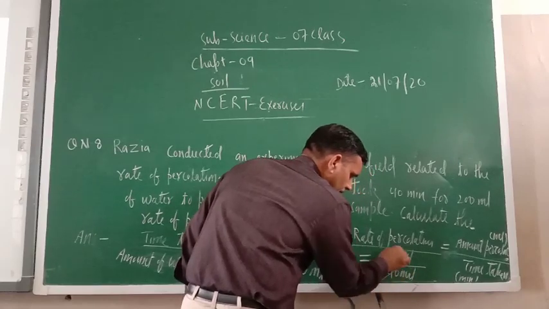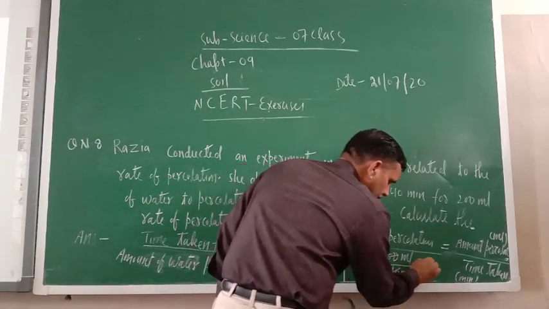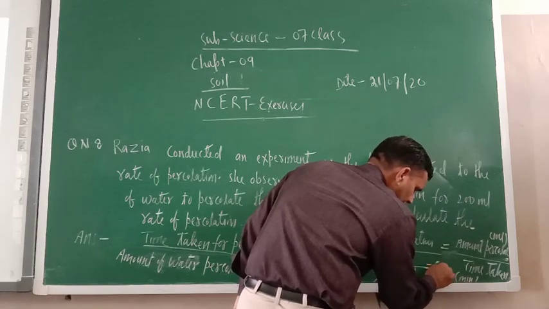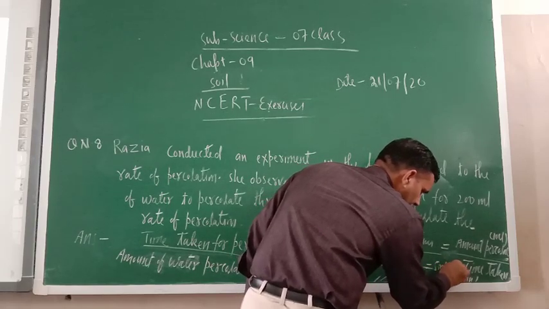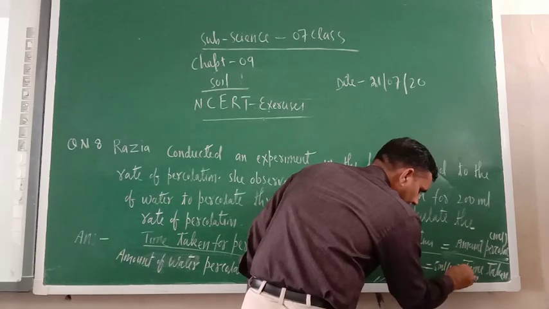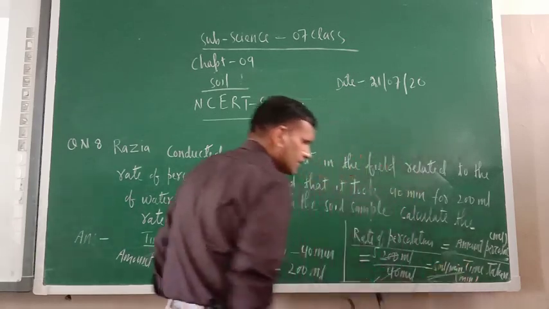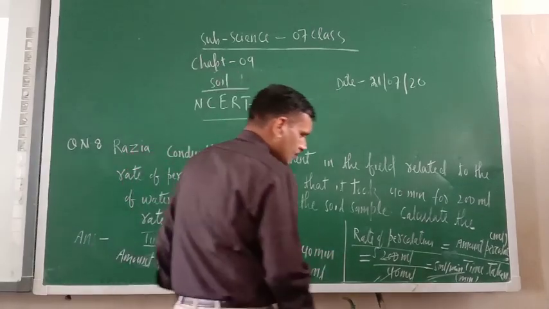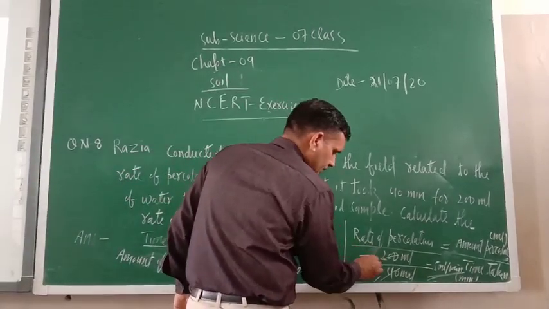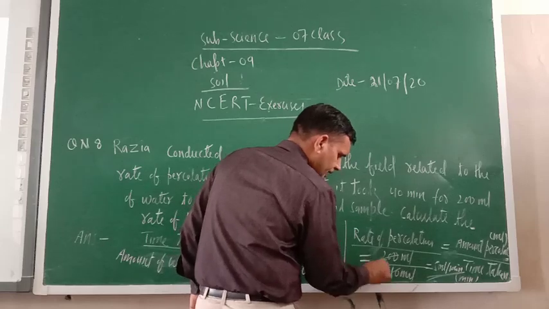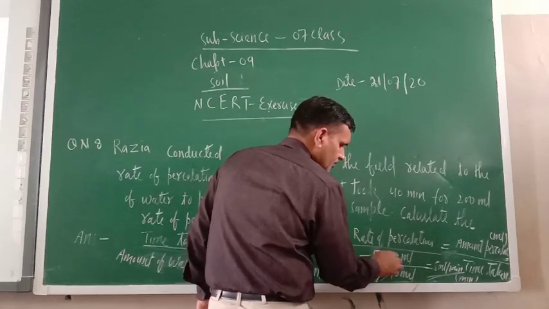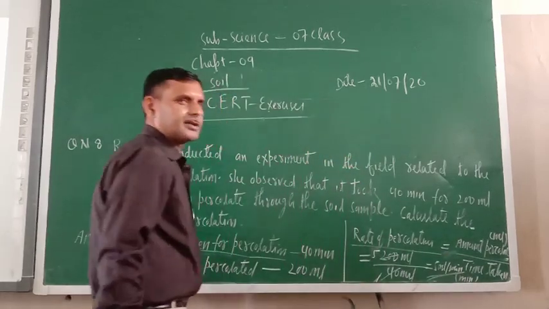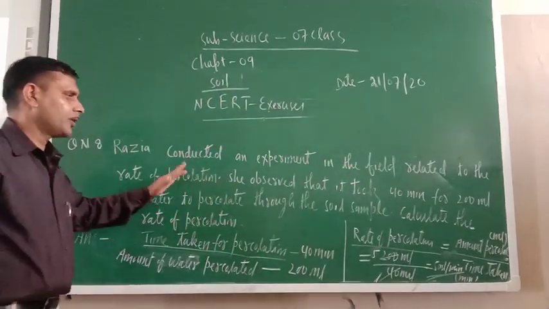So 40 fives are 200. So what is the answer? 5 milliliter per minute. There is a shortage of space. Please manage it. 40 fives are 200. So 5 milliliter per minute. That is the answer. Don't worry.